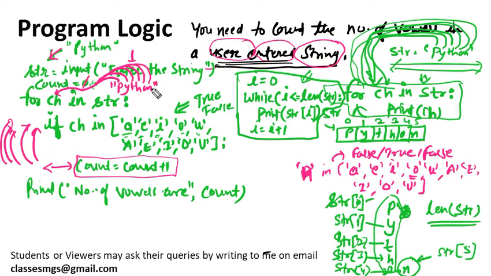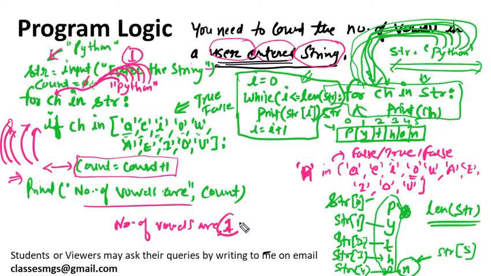This time there is no character left in the string, your loop will terminate, and you will print the number of vowels are. So how many vowels are there? You will print 1. So 1 will be printed like this. Okay, so this is the essential logic.